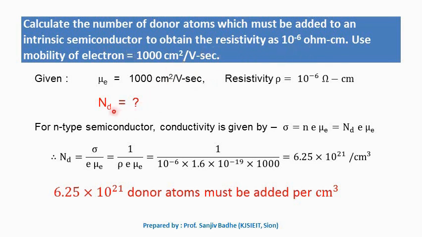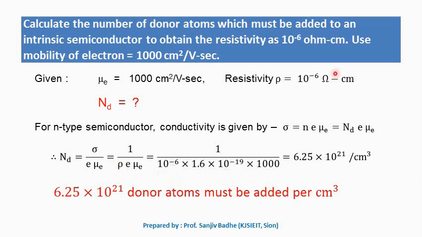So after adding donor atoms, we are going to get the n-type semiconductor, and for n-type semiconductor the conductivity is given by N e mu E, which can be written as Nd e mu E, because for n-type semiconductor the electron concentration in conduction band is equal to donor concentration. We can write the relation for donor concentration as conductivity upon e mu E. Conductivity is equal to 1 upon resistivity, so we can replace conductivity by 1 upon resistivity, and now we can substitute all the values which are given to us.